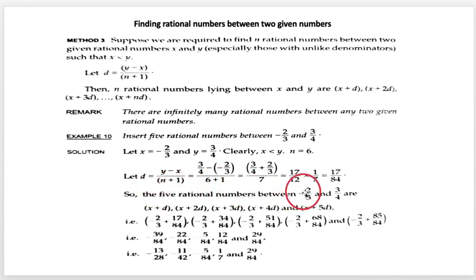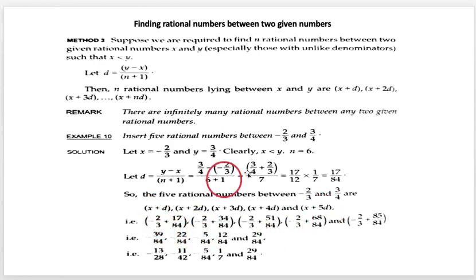You will put all the values. Here what are we getting in this example? 17 by 84. Now after this the formula is like that. So the 5 rational numbers lying between -2/3 and 3/4 are what? x + d, x + 2d, x + 3d. This way we will write, okay, up to 5d. Then simply we put the value.